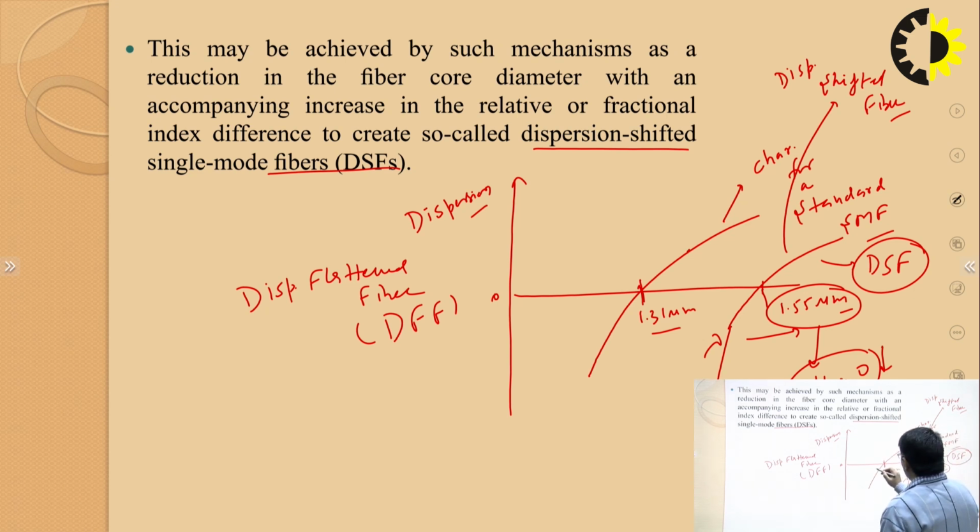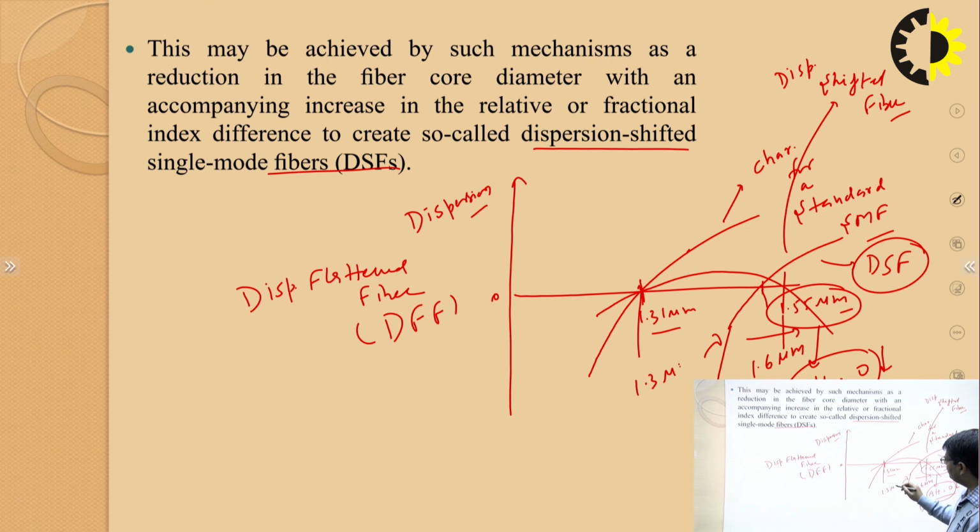So between 1.3 and 1.6, let's say this is 1.6 micrometer and this is 1.3 micrometer. So here what we are getting is a flat dispersion response in a given range of wavelength, 1.3 to 1.6 micrometer. So this type of dispersion modified single mode fiber is known as the dispersion flattened fiber.